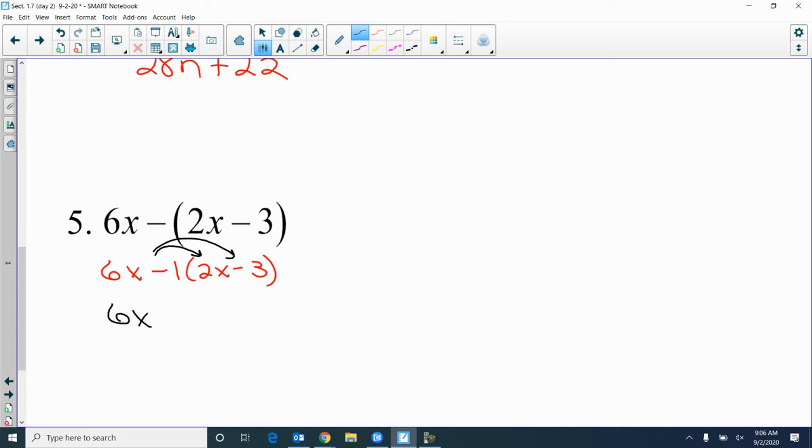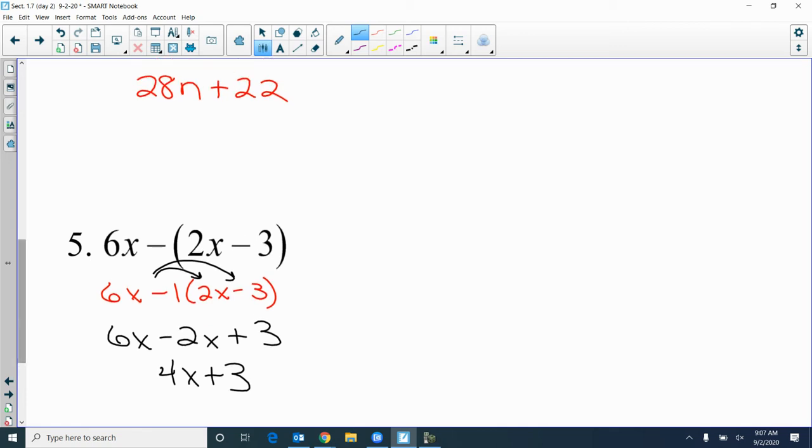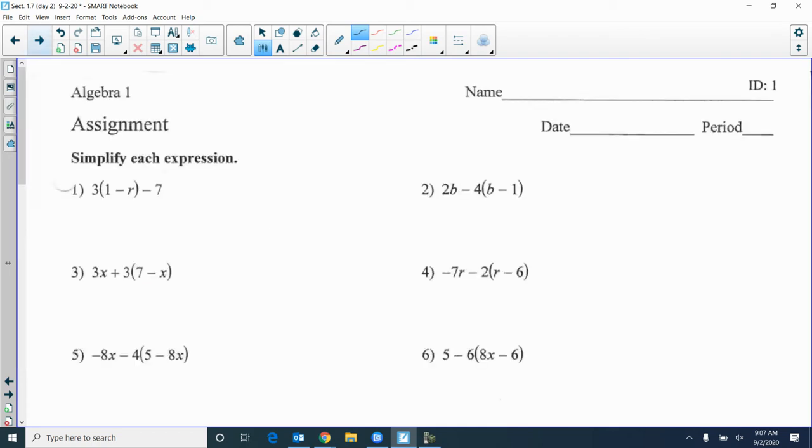So you got 6x. Negative 1 times 2x is negative 2x. What's negative 1 times negative 3? Negative times a negative is always positive. So it's positive 3. All right, Colin Barker, what do you think our final answer will be? 4x plus 3. Okay, 6x minus 2x is 4x plus 3. Good, very good for that one. All right, that kind of throws everything together. All right, we're going to have you start on this.